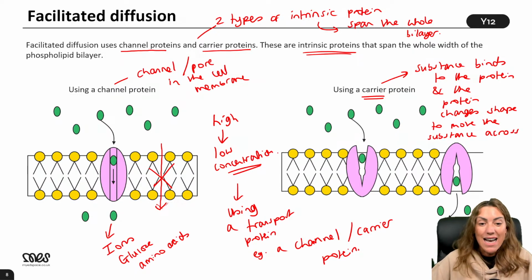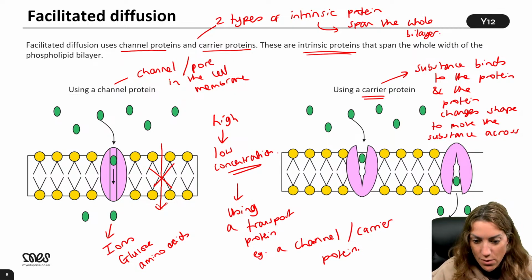What's an E. coli? E. coli is a type of bacterium that causes food poisoning.